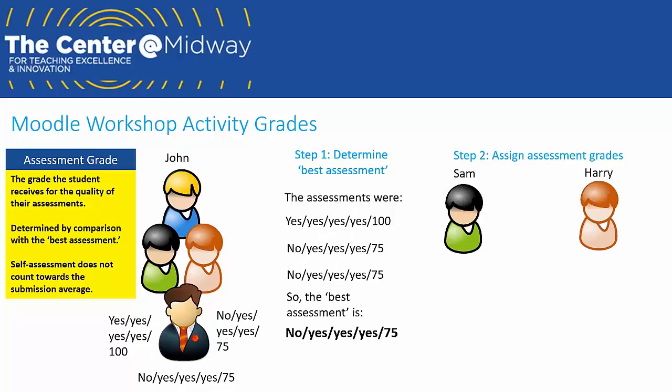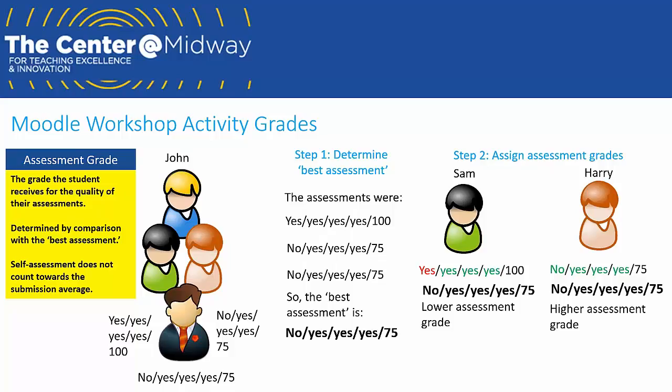And so when Sam and Harry's assessment grades are determined, Harry gave an assessment of no, yes, yes, yes. His assessment exactly matches what has been determined to be the best assessment. Therefore, he is going to have a higher assessment grade than Sam, who missed one of the 4 categories for the best assessment. So he's going to get a lower assessment grade.